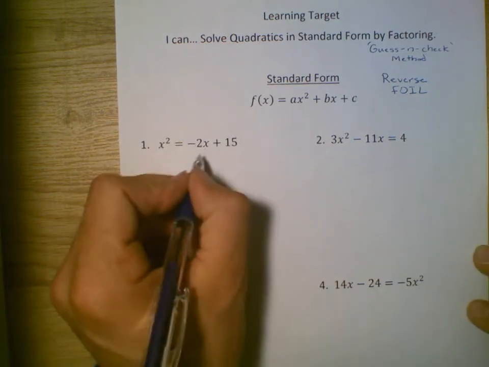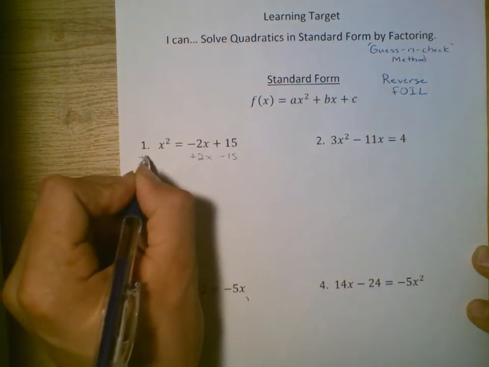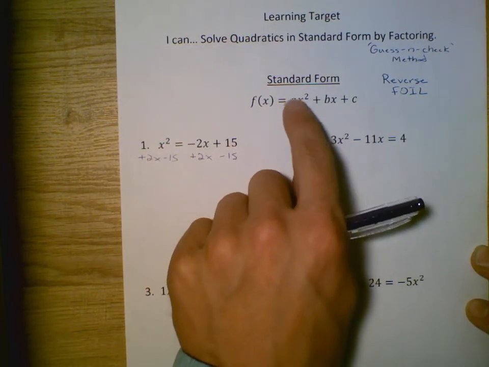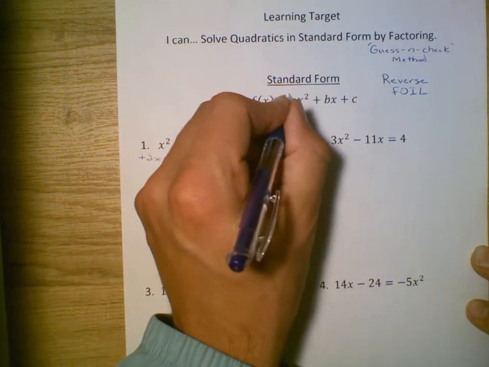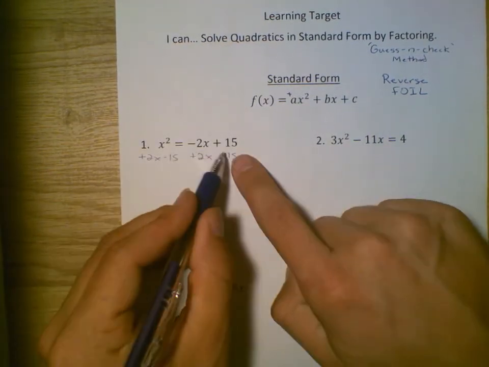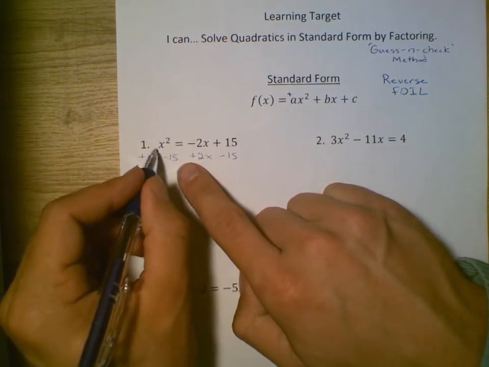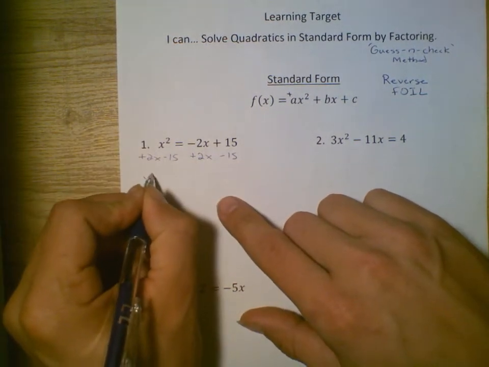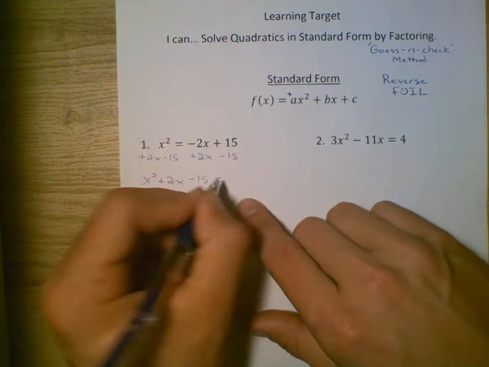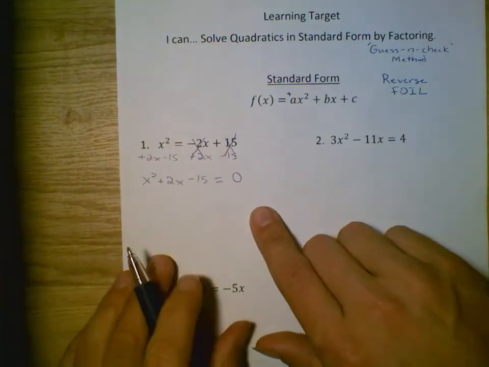Now, I typically choose to move the terms to the other side to try to make sure that the a term, the first term, the x squared term, is positive. Okay, I like to keep that guy positive. So I'm going to add 2x and minus 15 from both sides so that I keep the x squared positive on the left side. So I'm going to get x squared plus 2x minus 15 equals, and then everything cancels out on the right side, and I'm just left with 0 there.